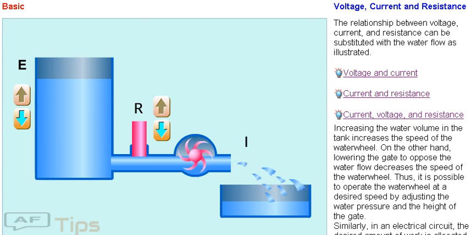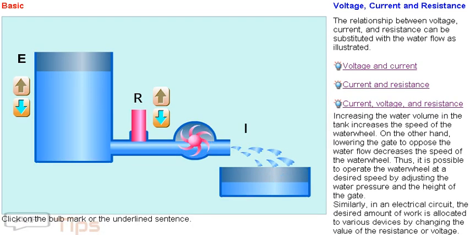Current, voltage, and resistance. Increasing the water volume in the tank increases the speed of the water wheel. On the other hand, lowering the gate to oppose the water flow decreases the speed of the water wheel.